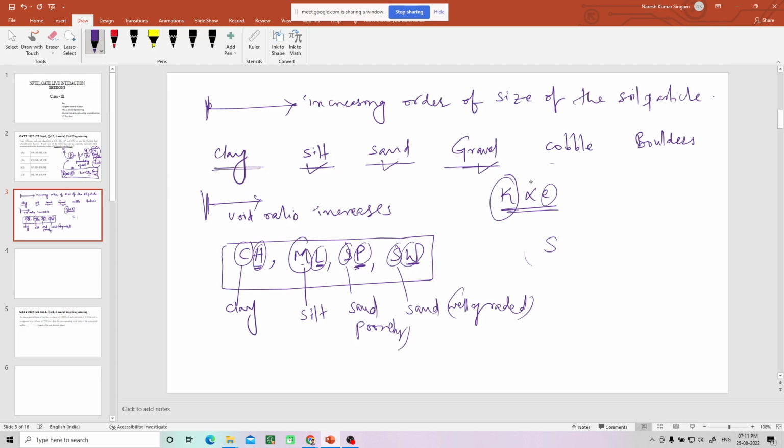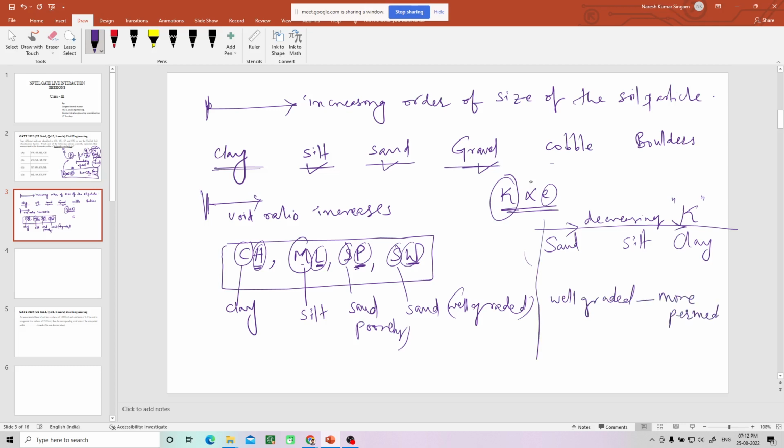First sand will come, then silt will come, then clay will come. So this direction is decreasing K value. Now in this sand we have two things. Always remember that well graded will have more permeability. That's how SW, well graded, will be first, then poorly graded will be second.